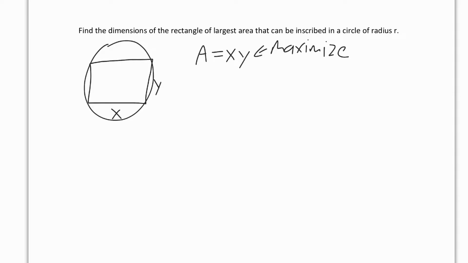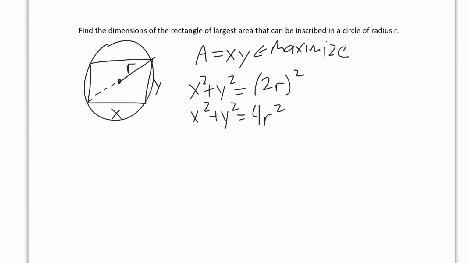So let's be sneaky, and let's draw the radius like this. Oh, draw that a little better. Right to the corner. Well, if we do that, then we could draw another radius to the other corner, because we need some other equation, and this equation is what we're going to need. x squared plus y squared will equal (2r) squared, because the hypotenuse there is going to be 2r. Alright, so we get x squared plus y squared equals 4r squared.